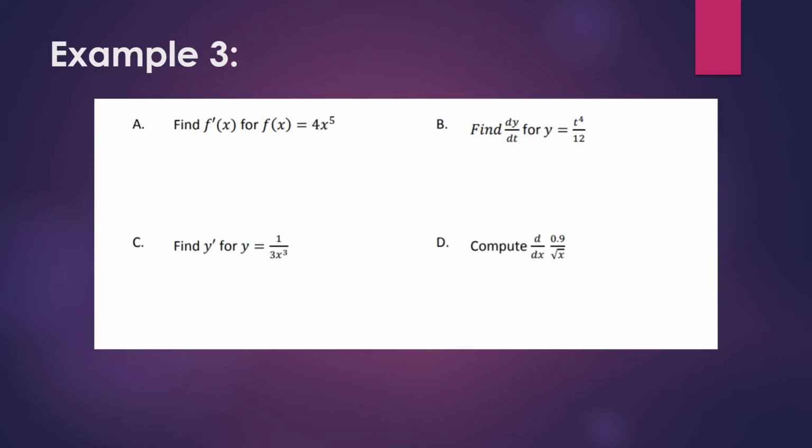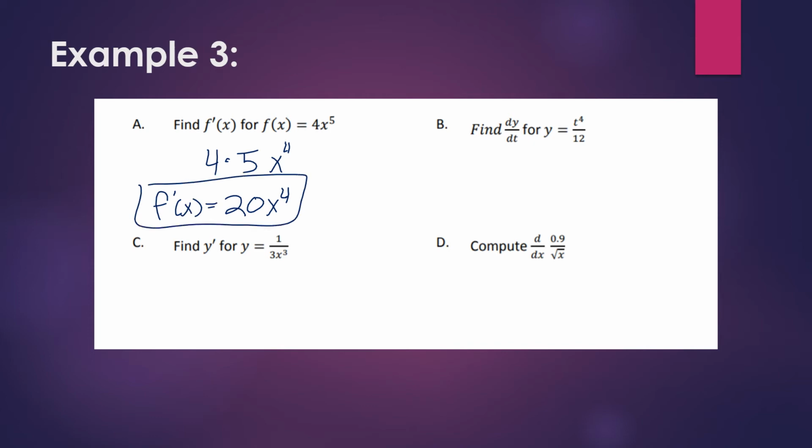So example 3, they want us to practice this property a little bit. In A, they say find the derivative of 4x to the 5th. So the 4 is going to remain 4, and then the exponent is going to come down, 5, and then x to the 4. 4 times 5 is 20, so I'm going to get 20x to the 4th. And that is f prime of x.